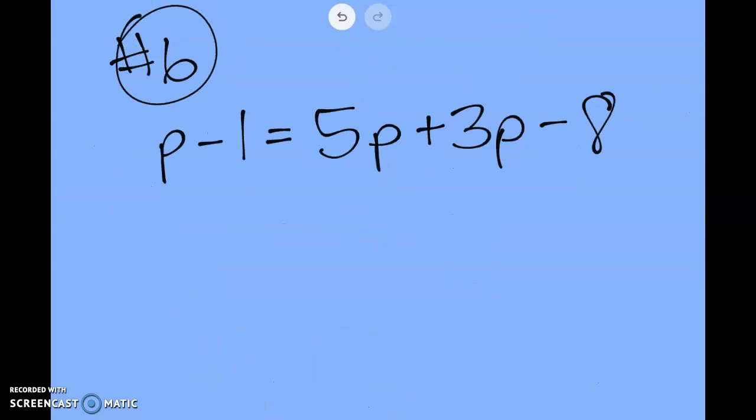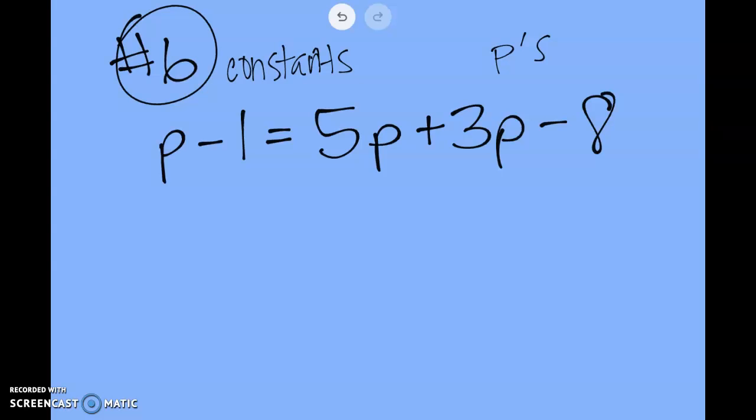We're looking at problem number 6 now. This is the problem p minus 1 is equal to 5p plus 3p minus 8. I need to get all of my p's on one side and all of my constants on the other. I'm going to choose this side for constants, and I'm going to choose this side for p's.